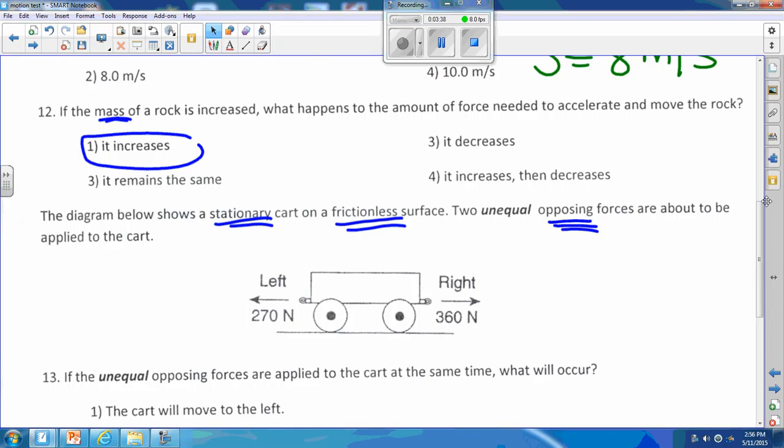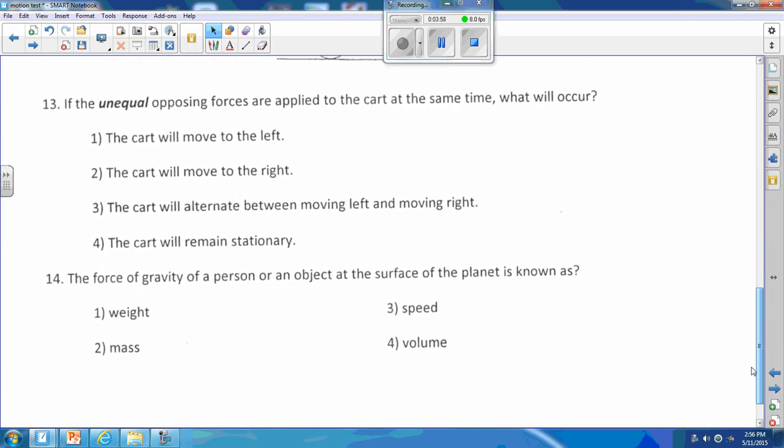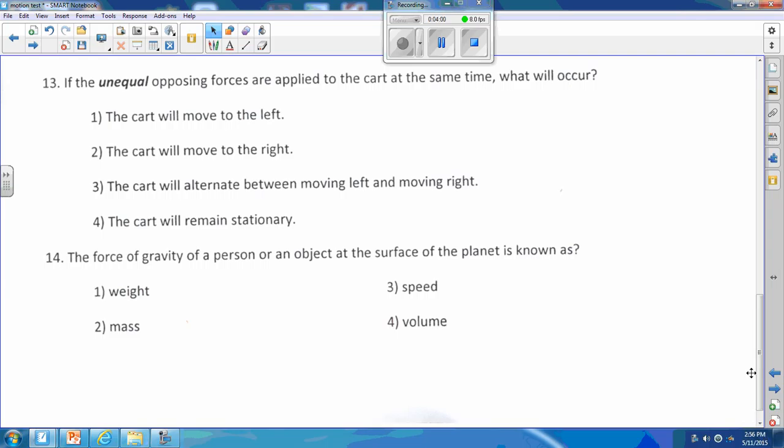If the unequal forces are applied to the cart at the same time, what will occur? They're being applied at the exact same time. So the one that's stronger is going to win. So the cart is going to end up moving to the right. Choice number 2. The cart will move to the right. The force of gravity. This is the one that we got wrong on the last test.